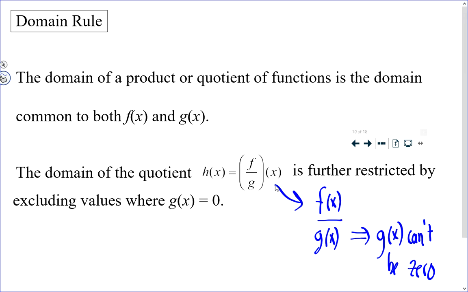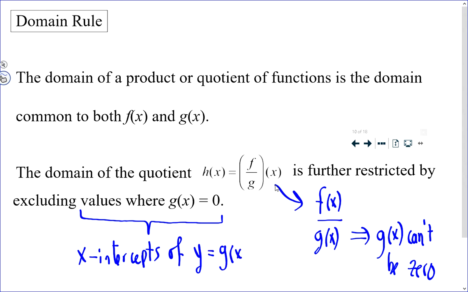And that's why I say for the quotient of two functions, it's going to be the domain that's common to both, but then you have to pull out of that domain any values of x that make g of x, the denominator, 0. By the way, values where g of x equals 0 are x-intercepts of the graph of y equals g of x, because an x-intercept has a particular x coordinate and the y value is 0.